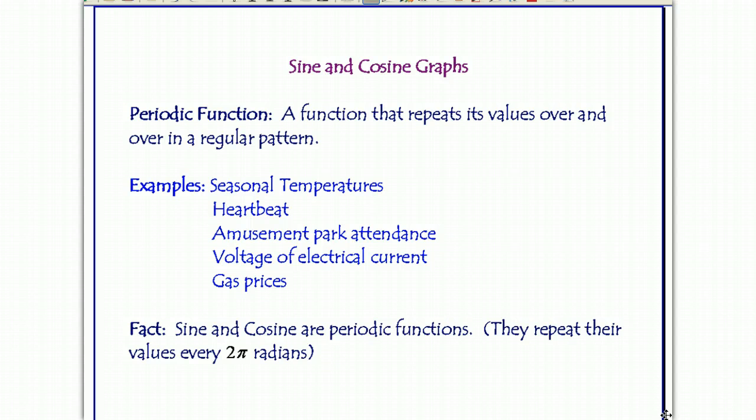In chapter 4, we switched completely. And now instead of using the sine and cosine to solve triangles or things like that, we're going to look at the graphs of a sine and cosine. And this will be completely different than anything you've done before in geometry with the trig functions.